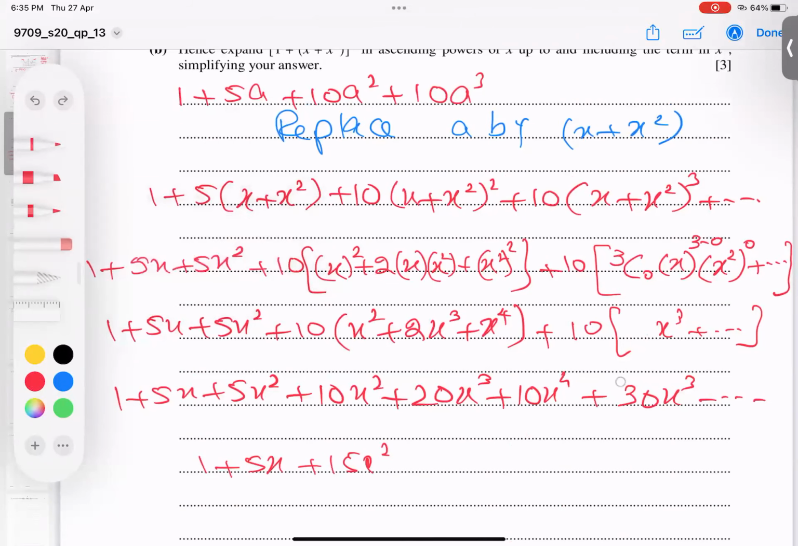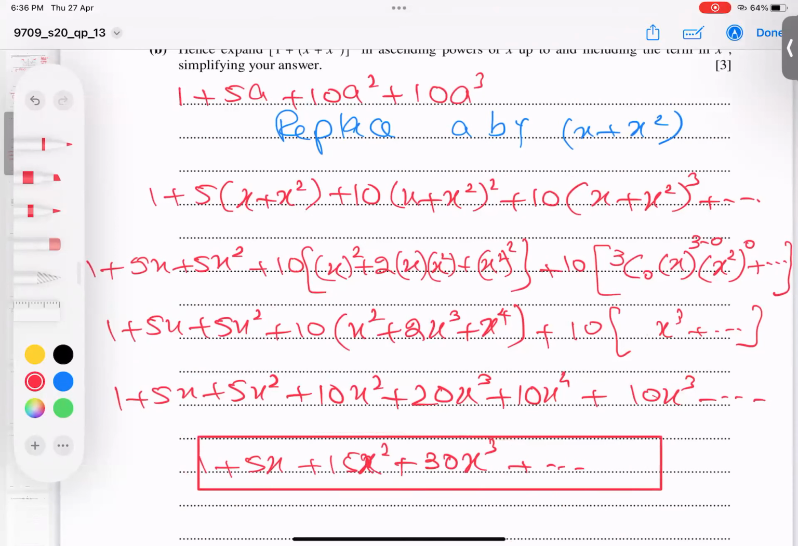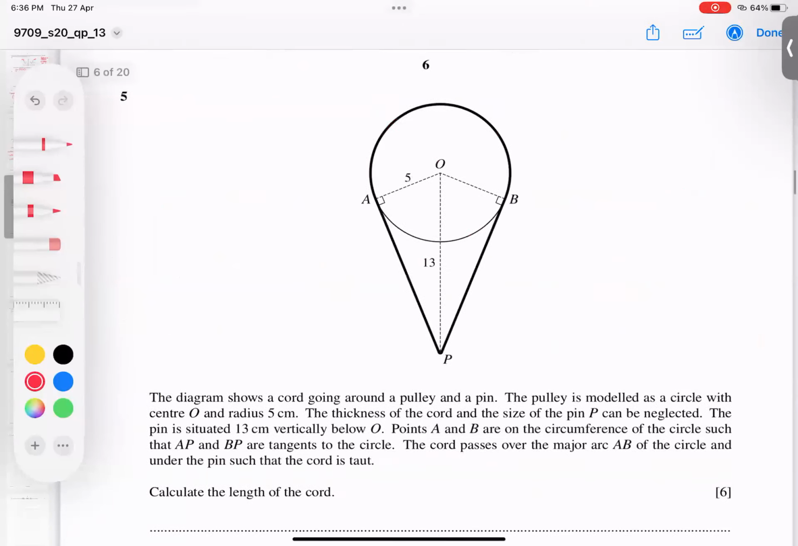3c0 is 1. So this is a 3. This is a clear. So this is a 1. 301. So here I got 10. And 10 and 20, I get 30. Now it's clear. 30x to the power 3. So Alhamdulillahi Rabbil Alameen. I hope so. The point is very, very clear. And let's go for the next question.